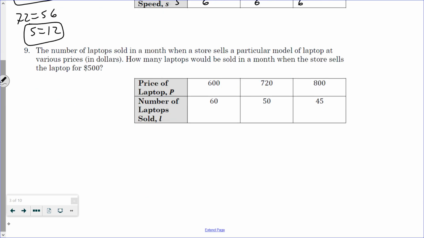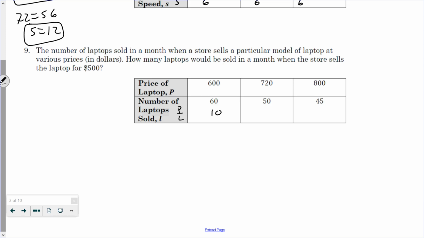Number 9, I'm told the number of laptops sold in a month when the store sells a particular model of laptops at various prices. How many laptops will be sold in a month when the store sells the laptops for $500? So these are my relationships right here. So I'm going to figure out, well, is it direct or inverse? I can see right away that it's not going to be direct because 60 divided by 6, or 600 divided by 60, that gives me 10.